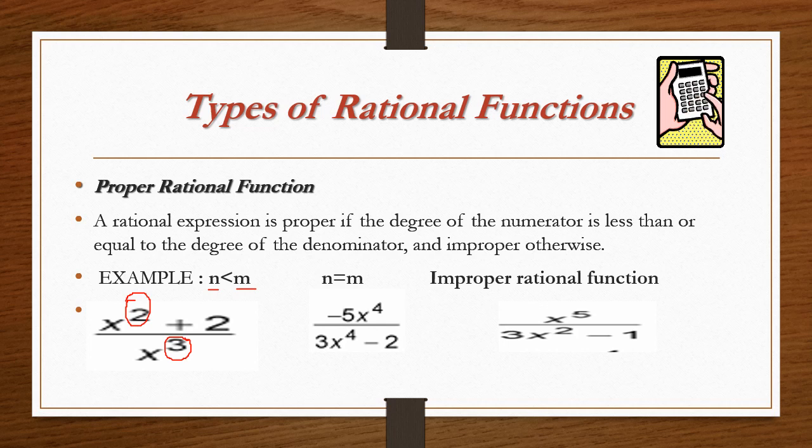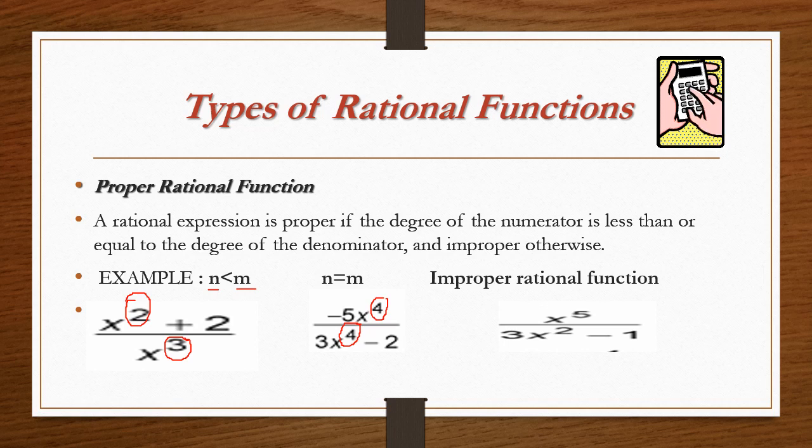Another example of a proper rational function is negative 5x to the fourth power over 3x to the fourth power minus 2. If you observe here, our n, the exponent in the numerator, is 4, and so is the exponent of the denominator, which is 4. Because both exponents have the same degree, we say that this is a proper function.